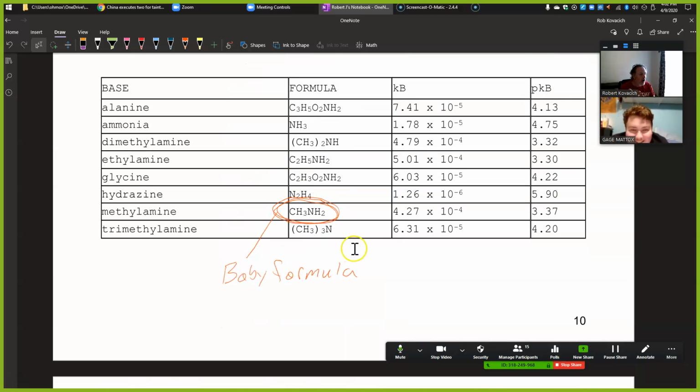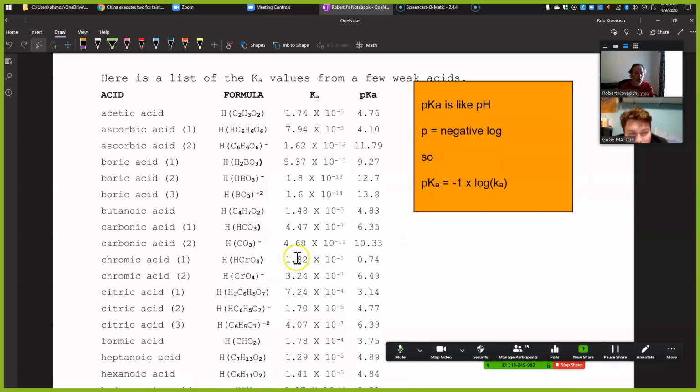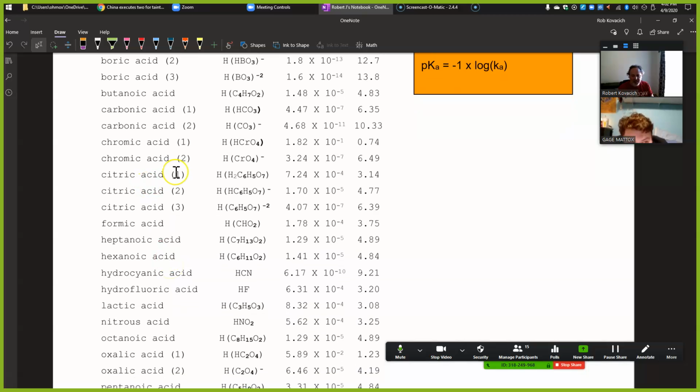So there are lots of weak bases, but there are a lot more weak acids and a lot more useful weak acids that we deal with. So here's acetic acid, here's vitamin C, boric acid. You guys get that in like the boric products. Butanoic acid, that's actually pretty gross. Carbonic acid, I love that. Gage hates it. Chromic acids, toxic. Citric acid, oranges, lemons, and whatnot.